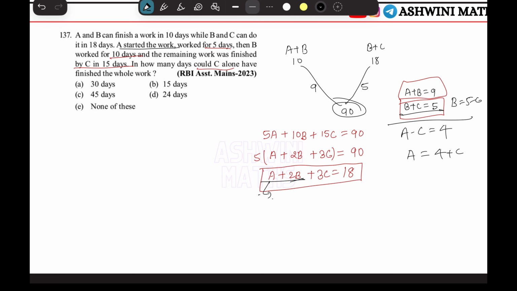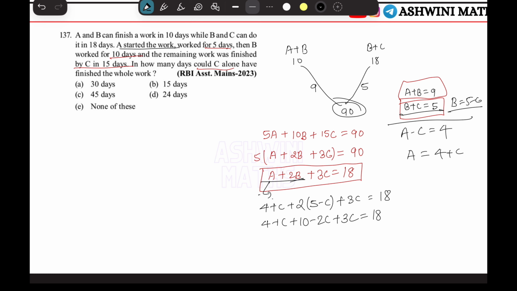So here in this case, instead of A, we can write 4 plus C, and in case of B we can write 5 minus C. So it will become 5 minus C plus 3C, we can write just 3C, and 18. So 4 plus C plus 10 minus 2C plus 3C comes out to be 18.